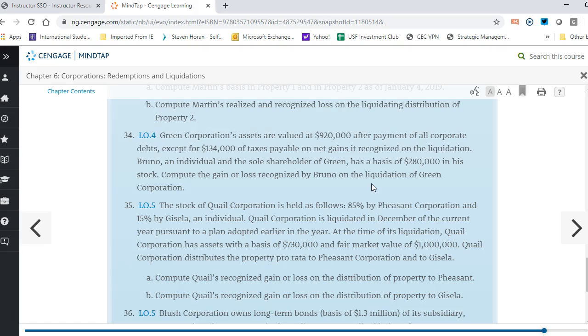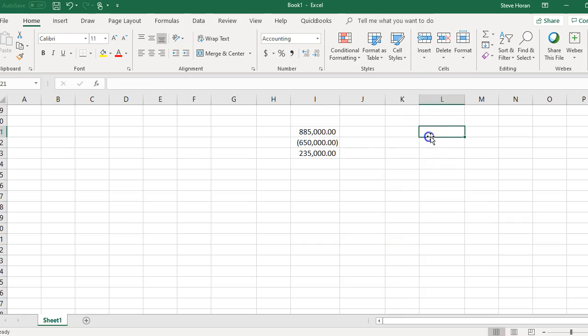This is very straightforward. Basically we just have the market value of $920. And then we have the tax bill liability of $134. Then we subtract the basis of $280. It's as easy as you might think it would be. There's no tricks with this one, which is kind of nice.